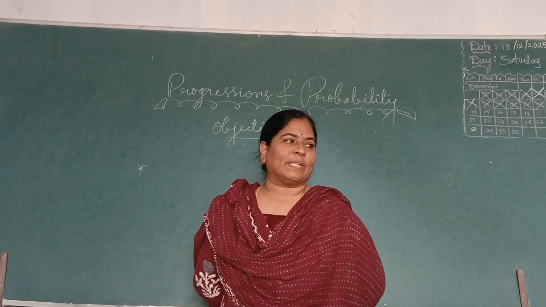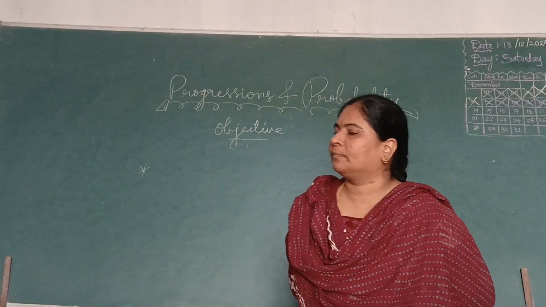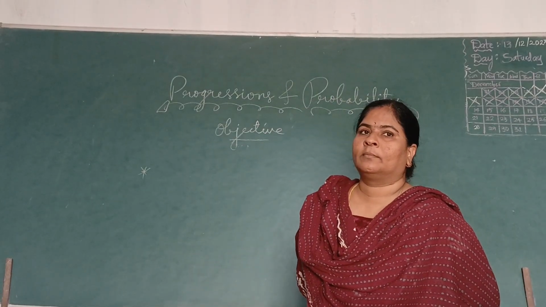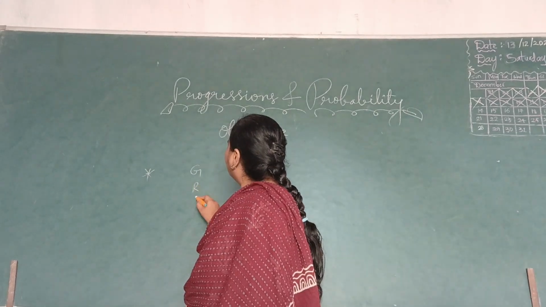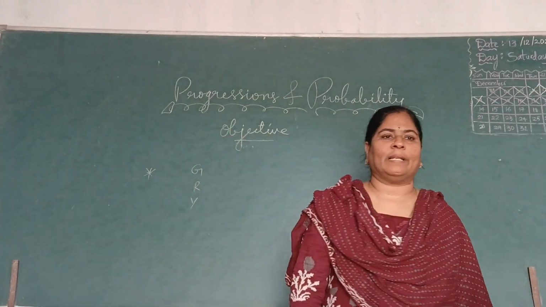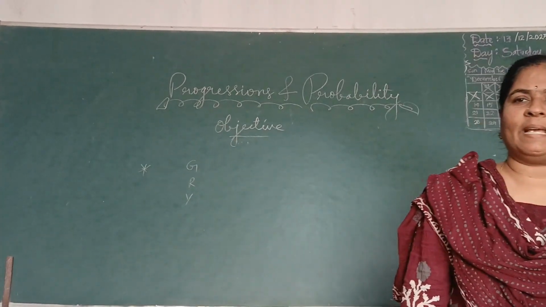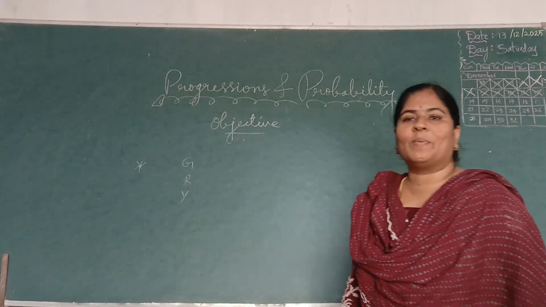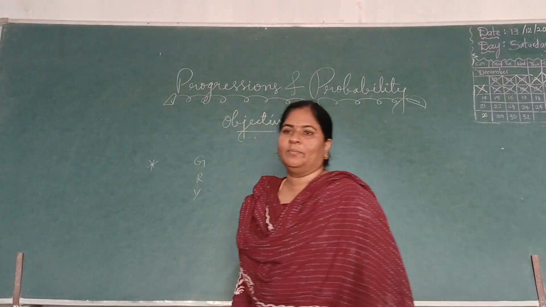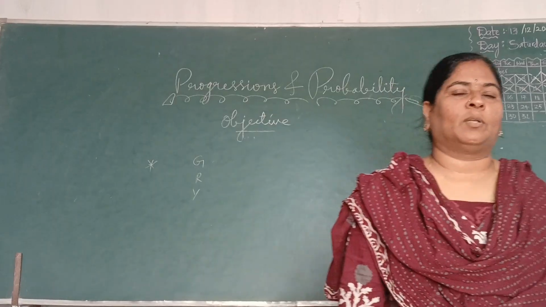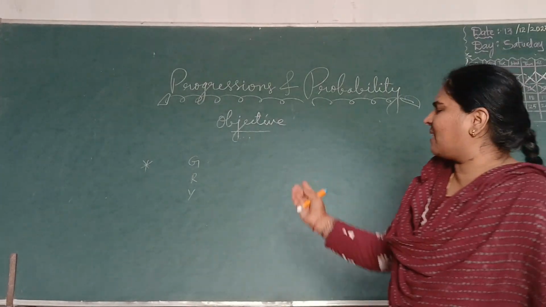Let us see one more question. Nikita? At a signal, the chances of getting green, yellow or red are equal. What is the probability of getting red? We have 3 colors at the signal. Have you crossed the signal at any time? Yes, madam. When do we get green actually? Go. Very good. Go. 3 colors are there.